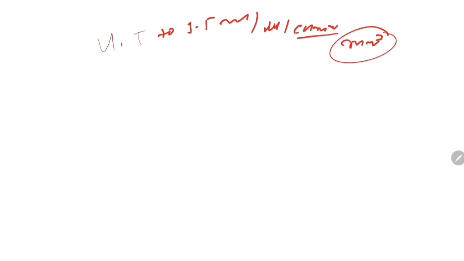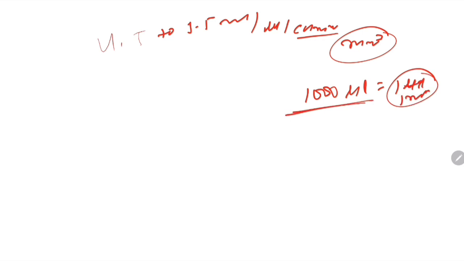So the total RBC count, we know, is 4.5 to 5.5 million per cubic millimeter of blood, per microliter, or cubic millimeter of blood, or millimeter cube. So the same thing, which is a very small number. 1000 microliter is equal to 1 ml, or 1000 millimeter cube is equal to 1 ml. Okay, so this number is very small.